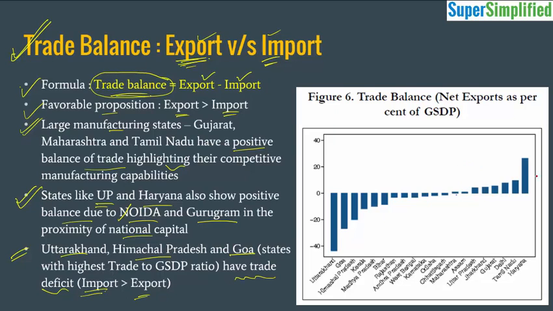And the same thing is visible in this particular graph. On the y-axis we have the trade balance. If export is greater than import, then it will be positive, and when import is greater than export, then the trade balance will be negative. And on the x-axis we have different states. So here we can see that the states like Haryana, Tamil Nadu, Delhi, Gujarat, Jharkhand, Uttar Pradesh, all these states have a surplus. They are exporting more than what they are importing. But the states like Uttarakhand, Goa, Himachal, Kerala, all these states are importing more than what they are exporting, right?